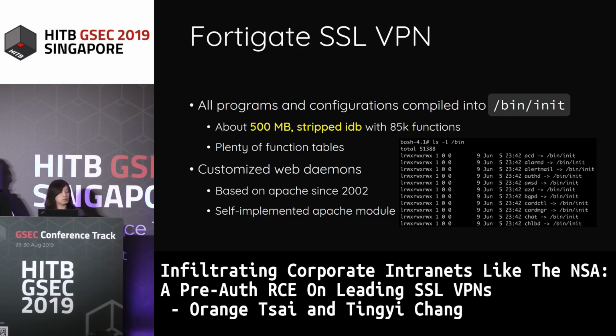This makes the init program really huge and annoying. The IDB file of init is up to 500 megabytes with 85,000 functions, and they are all stripped, no symbols. It contains plenty of function tables to manage each program, including the web daemon. Through our investigation, we found the web service is modified from Apache, but it's a patch from 2002. So the web server running on your SSL VPN is actually as old as your grandmother.